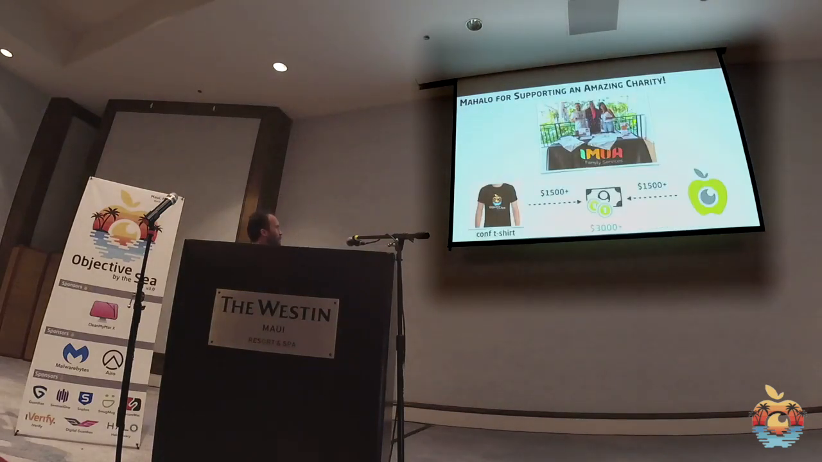Cool, so we also have some exciting news. We mentioned at the beginning that for t-shirt sales, 100% of the sales go to a local charity. Again, the charity we chose is Mua, who works with families here on the island of Maui who have children with developmental needs. We sold between 50 and 60 t-shirts, which means we raised $1,500. The conference matches that 100%. So we actually raised over $3,000, which is the most we have ever raised at an Objective by the Sea conference. So this is all thanks to you.